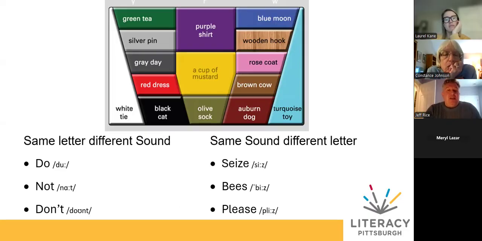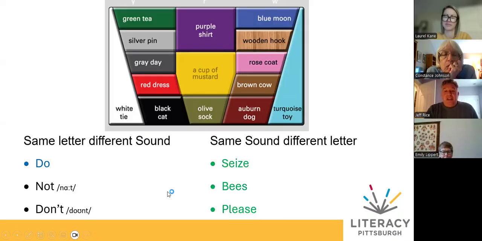So let's take a look here. We have on the left our same letter, different sound examples. On the right, same sound, different letter. We'll start on the right since it's a little easier. Sees, bees, please. All right, you can just put it in the chat or shout out, which color category would you put these three words in? Sees, bees, please. What color category is that vowel? Green tea. Very good. Green tea.